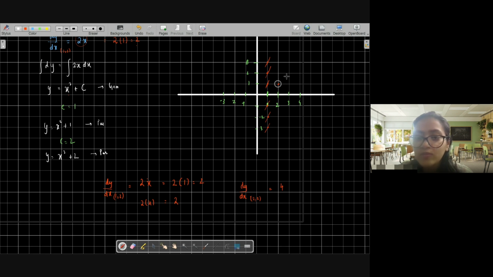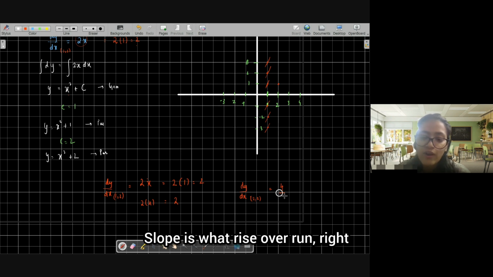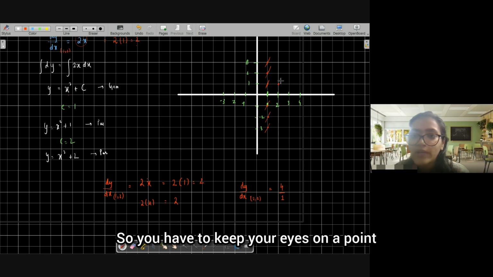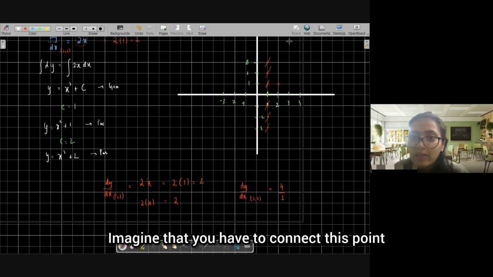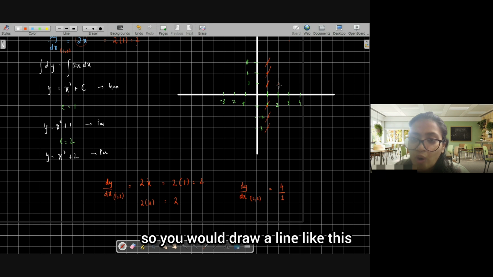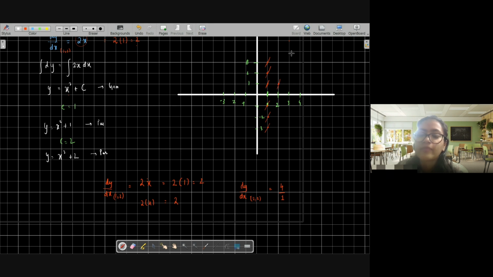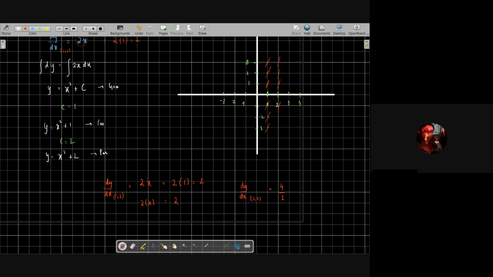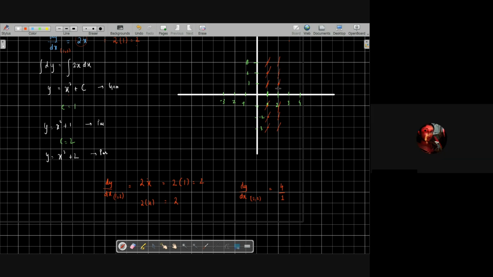So what you can also do is, you are standing here. Slope is rise over run, right? So this is 4 over 1. You have to keep your eyes on a point which is 4 units above. So 1, 2, 3, 4. Imagine that you have to connect this point, so you would draw a line like this. It will be steeper than 2, right? This is how you will draw. And this is very simple but still annoying.